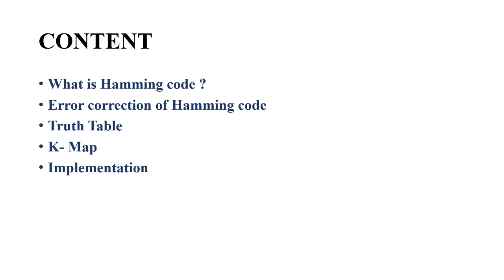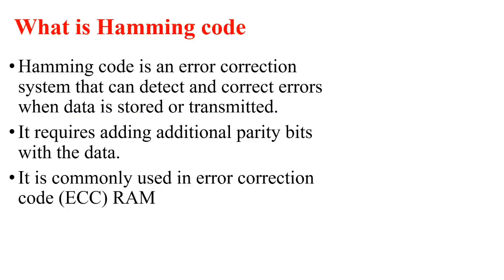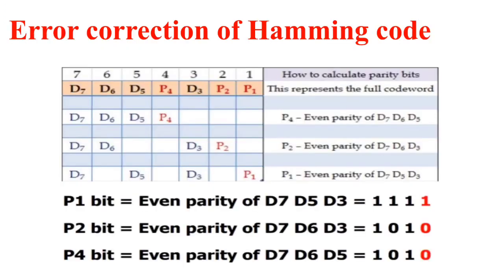First is what is Hamming code, then the error correction of Hamming code, then we will move towards the truth table and K-map, and finally we will see the implementation. So firstly let us understand what the Hamming code is. Hamming code is an error correction system that can detect and correct the errors when the data is stored or transmitted. It requires adding parity bits.